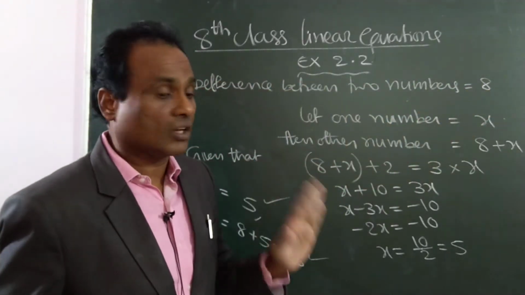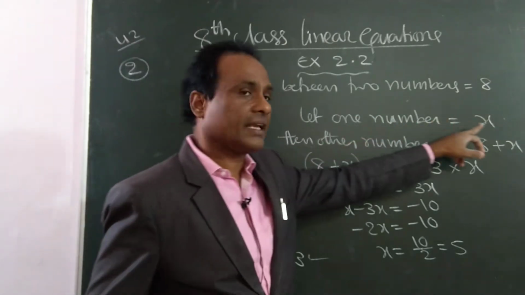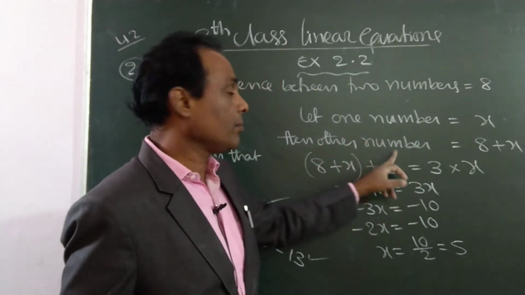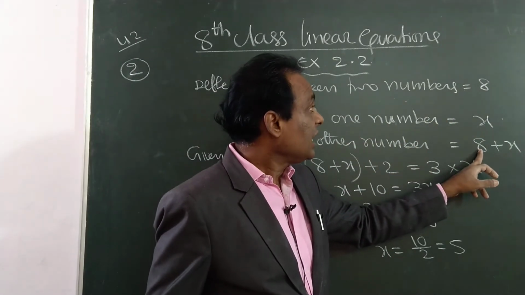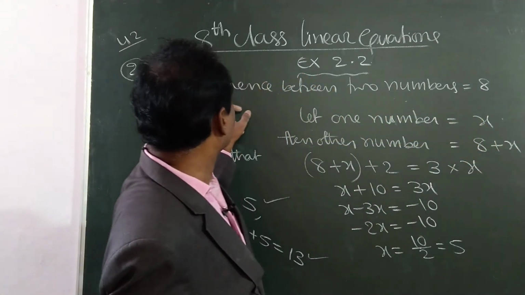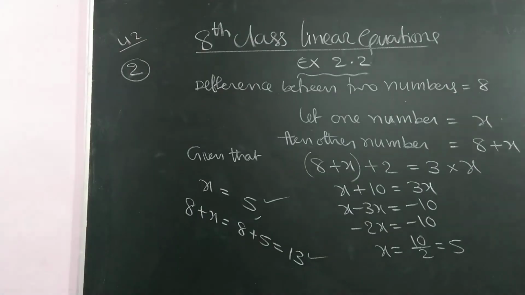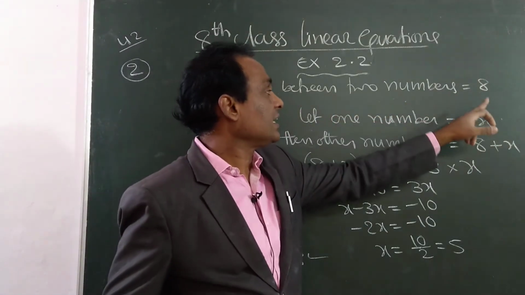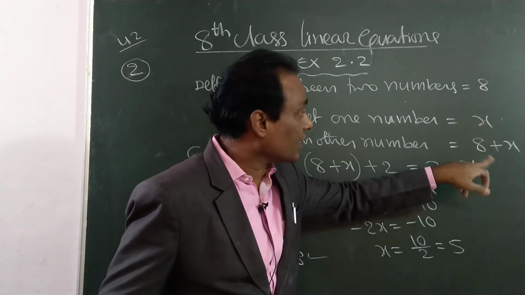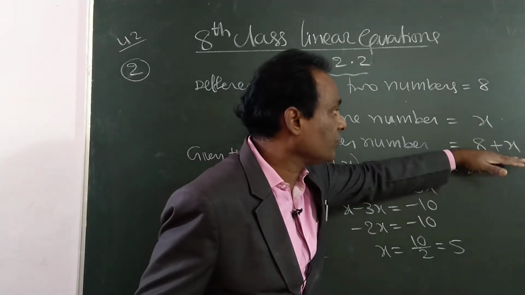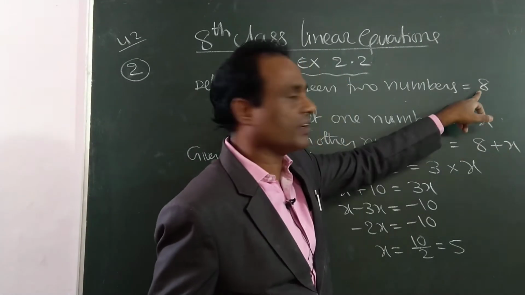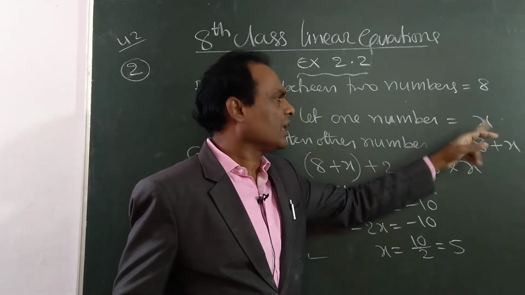So once again, read the question. One number I am taking as x. Then the second number will be 8 plus x, because the difference between the two numbers is 8. If one number is x, the other number will be 8 plus x. Difference means if you subtract, x cancels, and we get 8. So this is the smaller, this is the greater.